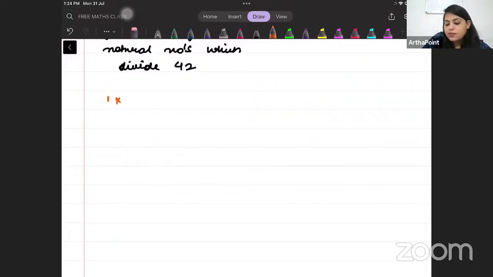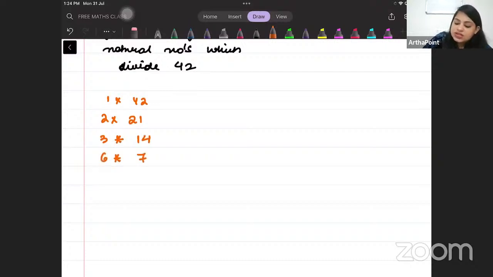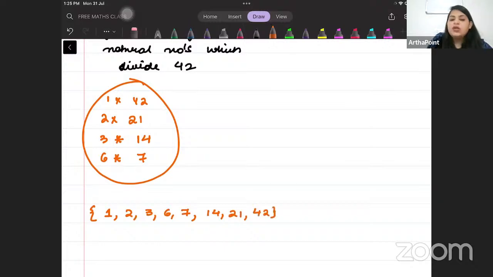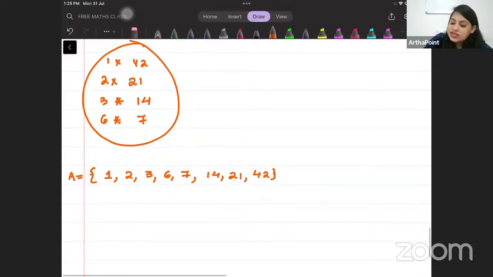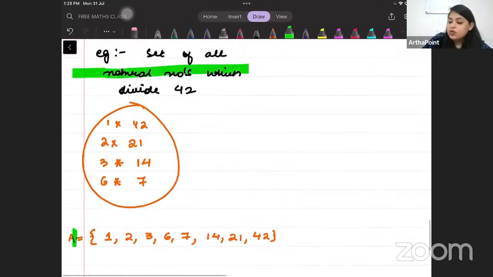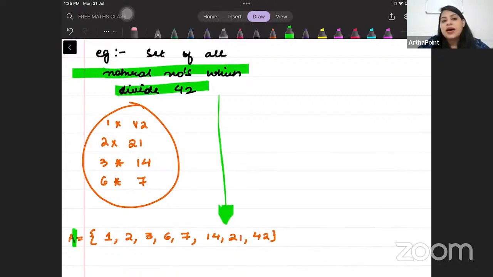1 into 42, 2 into 21, right? 3 into 14, right? 6 into 7. So beta these are the numbers which give you 42. So if I have to write in the set format the numbers which divide 42, कौन से numbers हैं? 1, 2, 3, 6, 7, 14, 21, and 42. And I can name this set. This set is called set A. So I can say that set A represents all natural numbers which divide 42, and I can represent set A like this. I hope this is clear better.